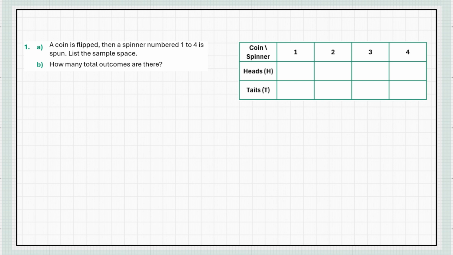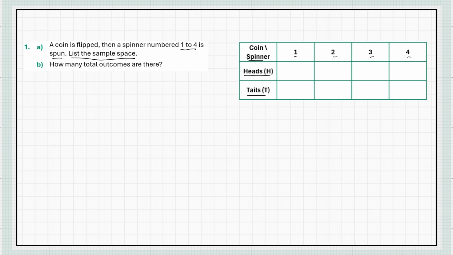So for our first one here, a coin is flipped and then a spinner numbered 1 to 4 is spun, and they want us to list the sample space, and we commonly do this in a table. Now you can do this just as we did before with our little squiggly brackets, but this is an easier way to view it. So up the top here we have our spinner. So our spinner is numbered 1, 2, 3, and 4. And then we have our coin that can either be heads or tails.